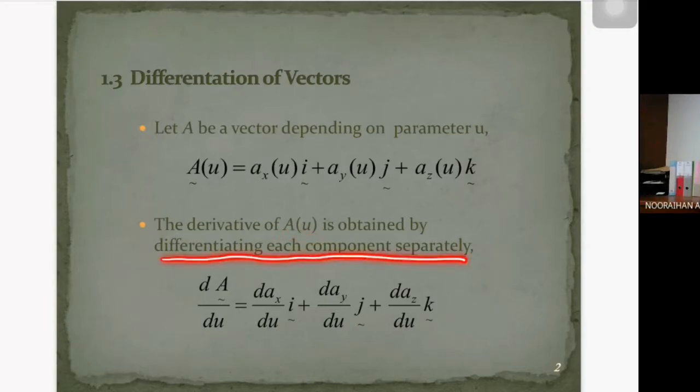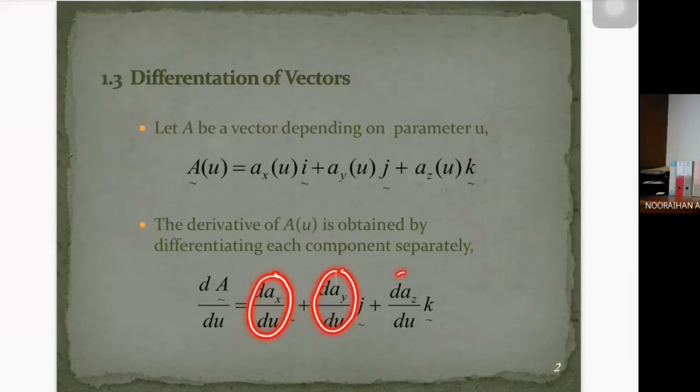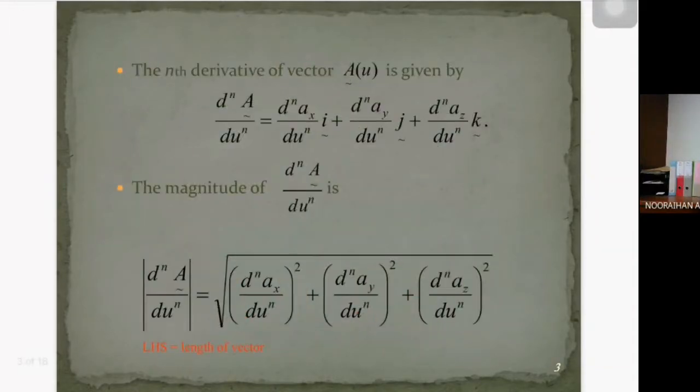So you have to differentiate A with respect to u for the first component i, and then j, and then k. Then you'll get dA/du. Similarly, for the nth derivative of vector A(u), when you differentiate it n times, you have to differentiate it by its components i, j, k. So this is the differentiation of A with respect to parameter u.